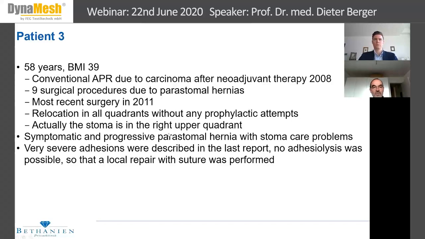Actually, the stoma at that time was in the right upper quadrant. He had a symptomatic and progressive parastomal hernia with stoma care problems. In the last report, very severe adhesions were described, and adhesiolysis was almost not possible at that time, so they did only a local repair with a suture. What would you recommend in such a case?